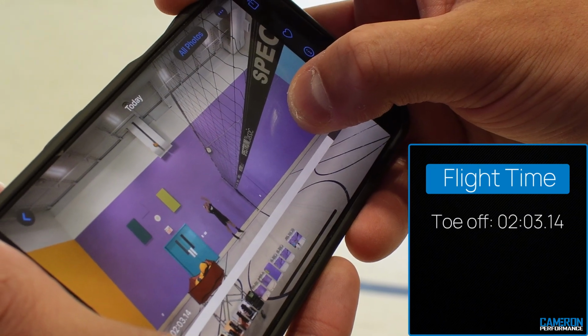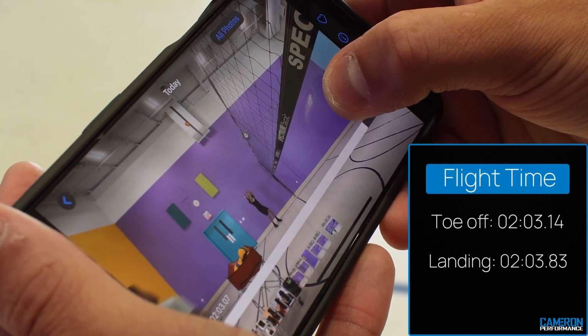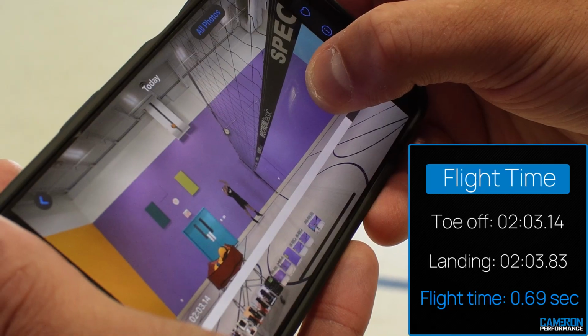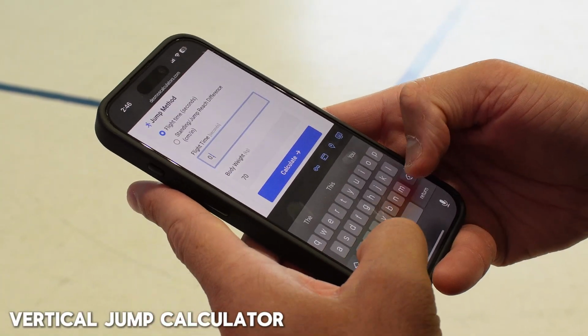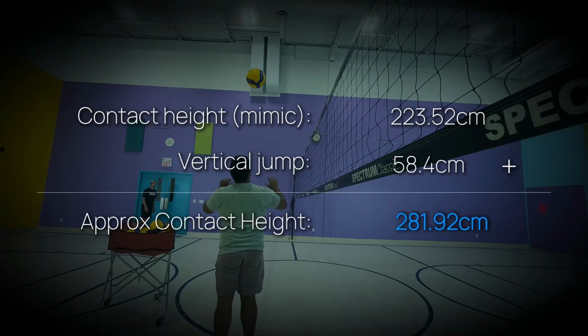Then once you have that distance, you're also going to measure out your vertical jump using a calculation with your flight time, and then you're going to add those two numbers together. From toe off, when I leave the ground, to when my feet make contact with the ground again, I got that time, that's my flight time, and then I use that in a calculation to get my vertical jump.